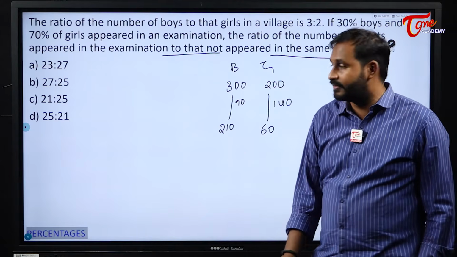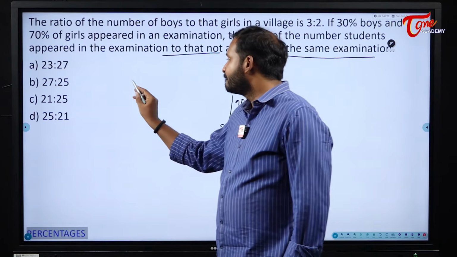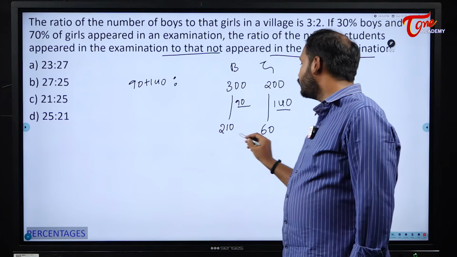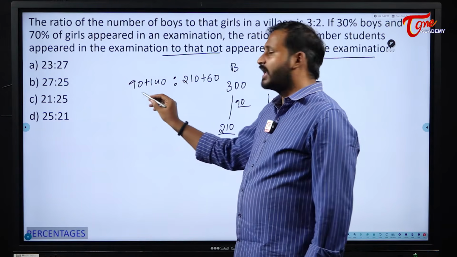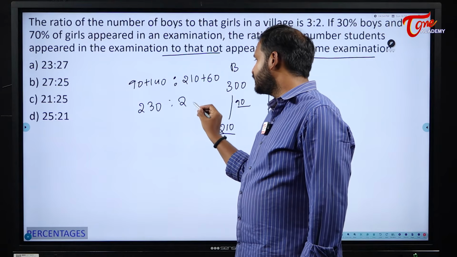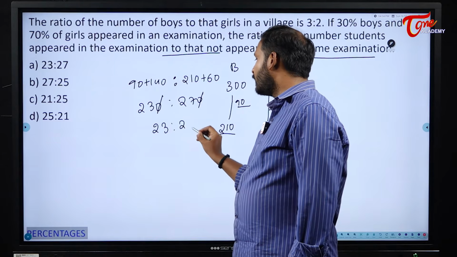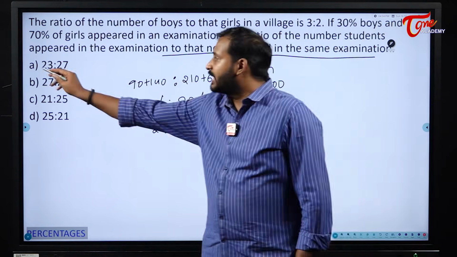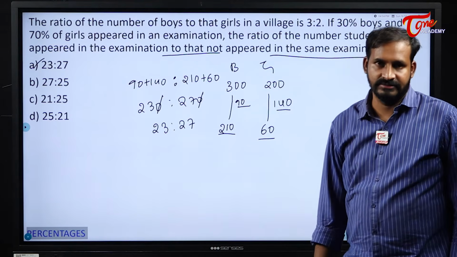Now they are asking us the ratio between the students who appeared in the examination and those who did not appear. Appeared are how much? 90 plus 140 is to, who didn't appear, 210 plus 60. So 90 plus 140 becomes 230 and 210 plus 60 becomes 270. So the ratio between the students who appeared and didn't appear in the examinations is 23 is to 27.